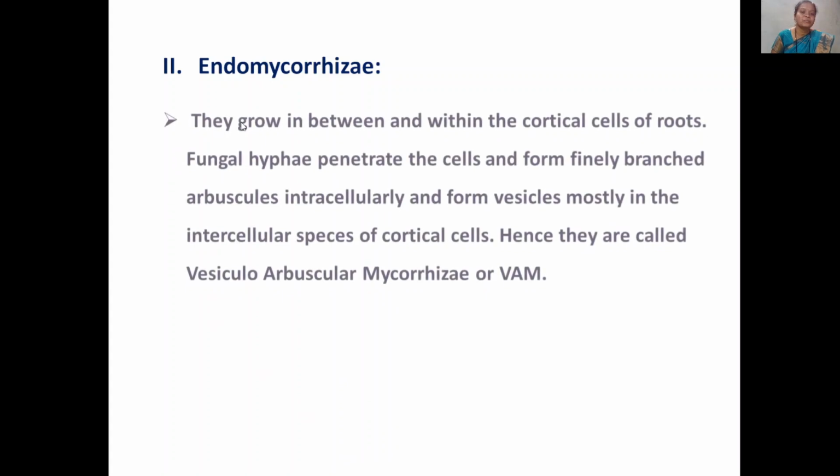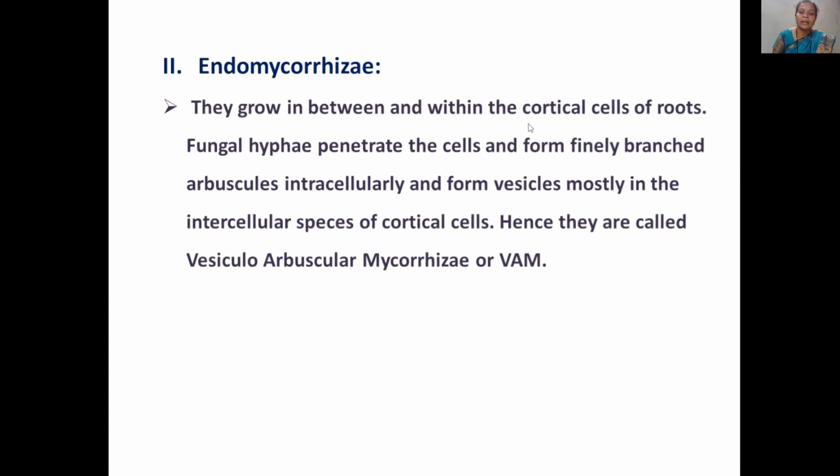Endomycorrhizae grow in between and within the cortical cells of roots. Fungal hyphae penetrate the cells and form finely branched arbuscules intracellularly, and form vesicles mostly in the intercellular spaces of cortical cells. Hence, they are called vesiculo-arbuscular mycorrhizae, or VAM, the short form of vesiculo-arbuscular mycorrhizae.